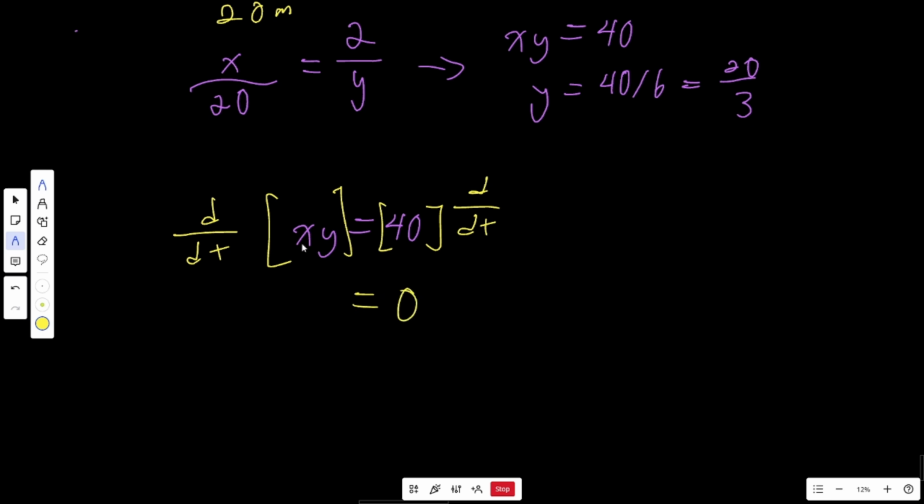This is gonna get to 0. Product rule, we're gonna get y dx over dt plus x dy over dt.